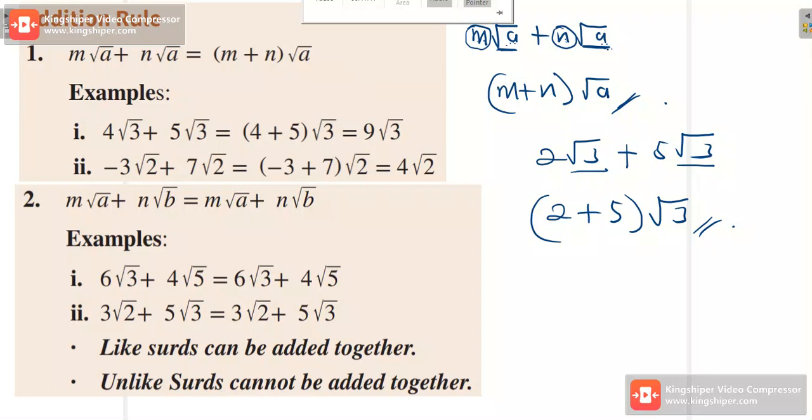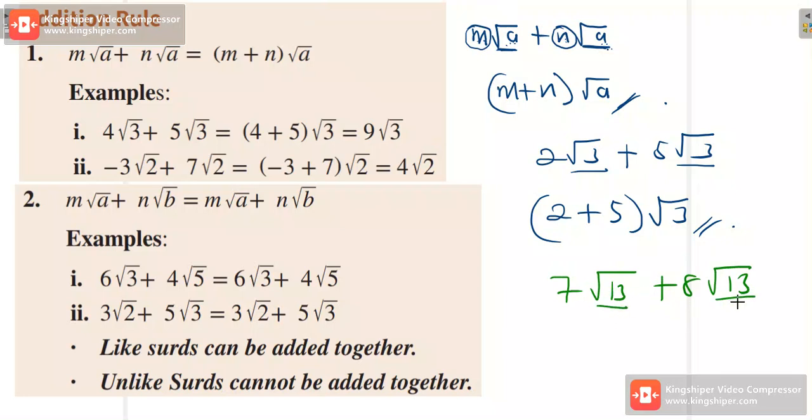Let's try one more. Let's say we have 7 root of 13 plus 8 root of 13. Since the sets are common, we factorize it out. Then we have 7 plus 8 root of 13. But remember that the final answer, 7 plus 8, becomes 15 root of 13. That is the final answer.